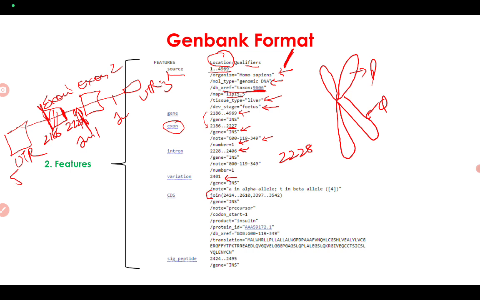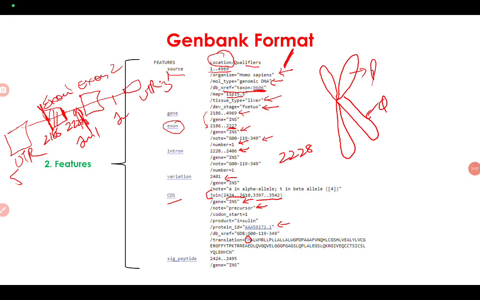Here the join term indicates we are joining certain coding regions, that is CDS, whose fragments range from 2224 to 2610 and 3397 to 3542. Here the name again indicates INS, that is insulin, which is a precursor, and the protein ID is also there, and you can see methionine is starting. So it's a complete sequence, starting from methionine and ending at N.